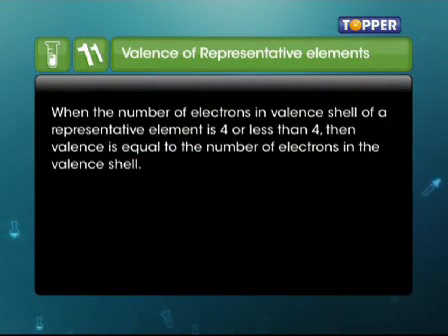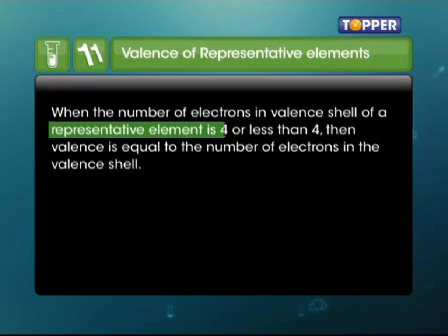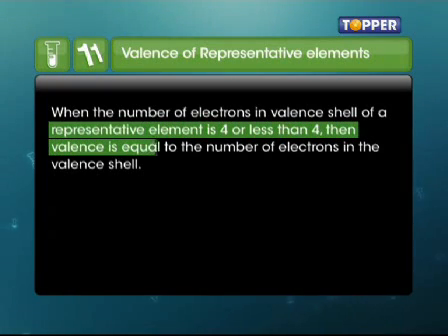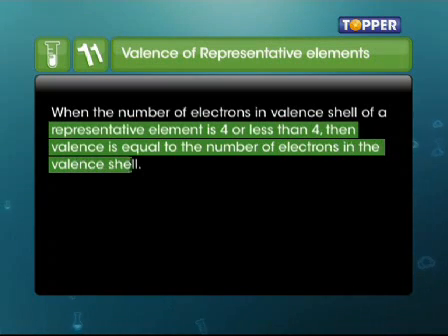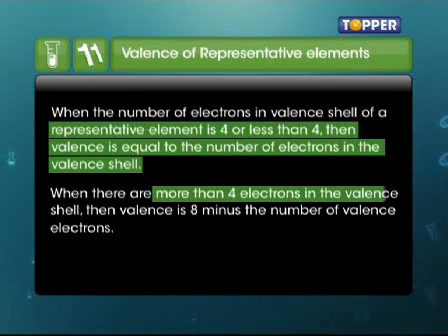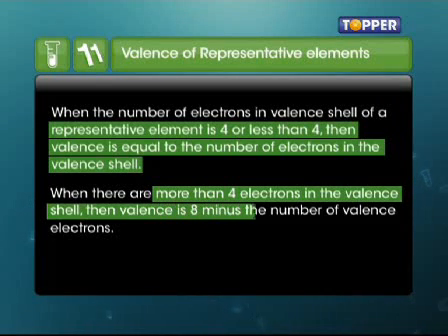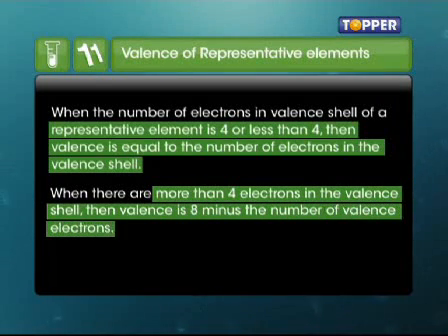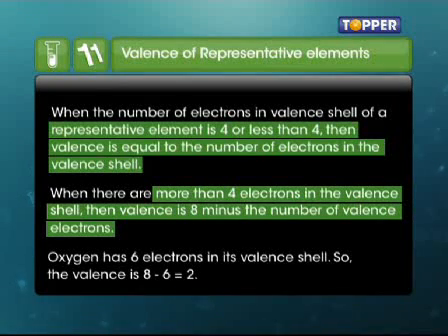Do you know that the valence of representative elements can be found using a very simple mathematical formula? When the number of electrons in the valence shell of a representative element is 4 or less than 4, then the valence is equal to the number of electrons in the valence shell. In case there are more than 4 electrons in the valence shell, then the valence is 8 minus the number of valence electrons. For example, oxygen has 6 electrons in its valence shell. So, its valence will be 8 minus 6, that is 2.